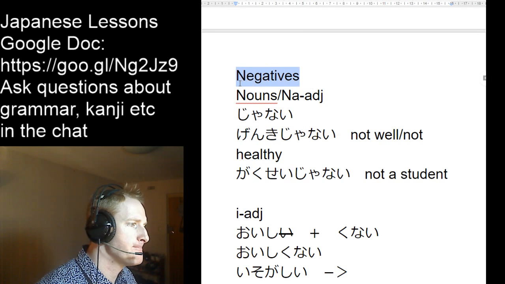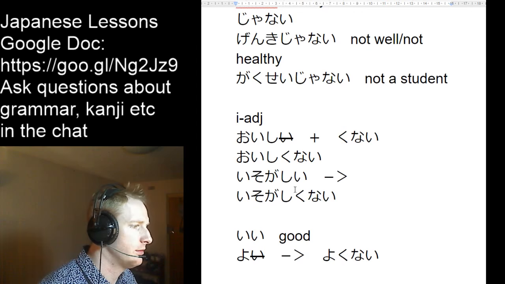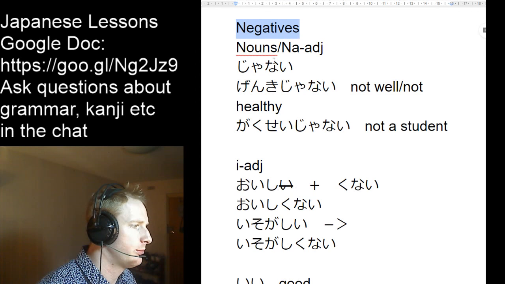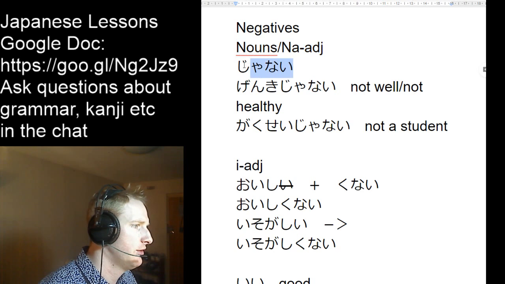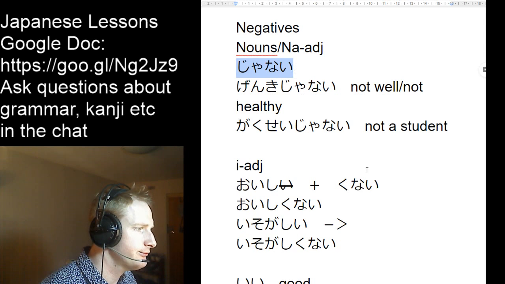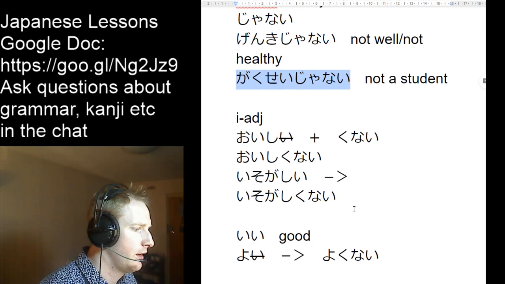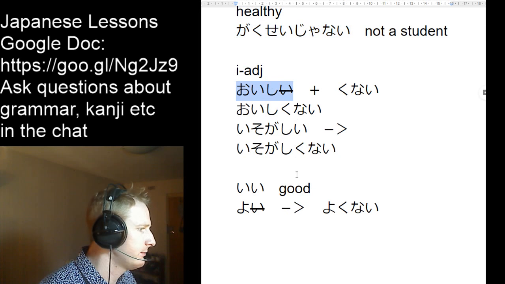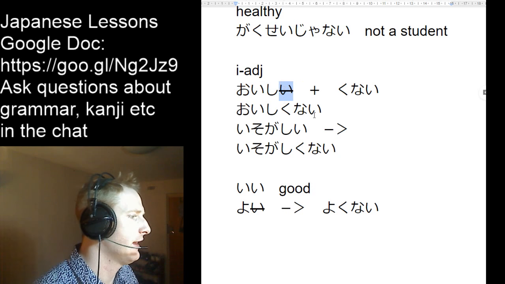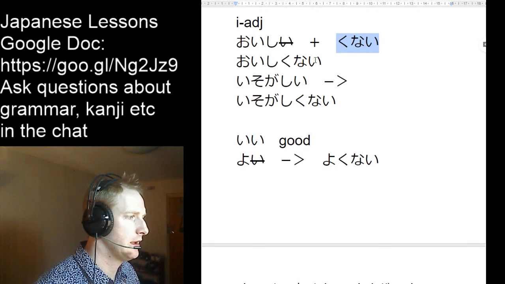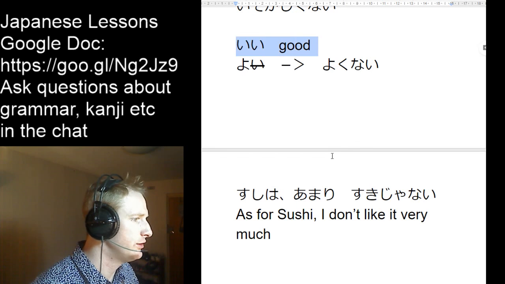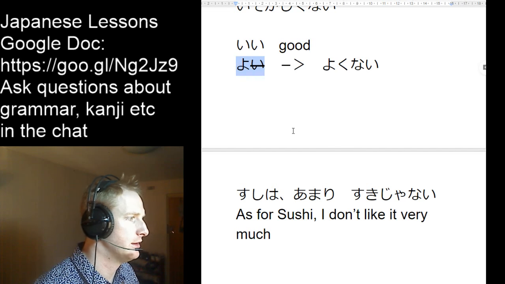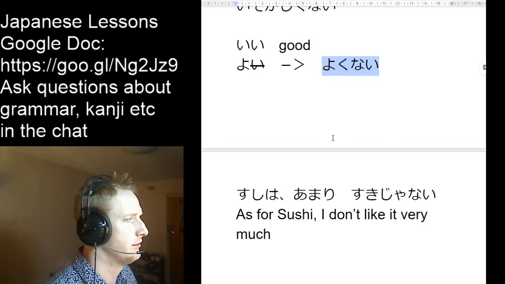Okay, the other thing we looked at was negatives. Again, with nouns and na adjectives, we apply the same rule, so we just add janai. For i adjectives, we remove that last i and add kunai. So oishikunai. There was one exception for good, and we use this word yoi. So ii is good and yokunai is not good.